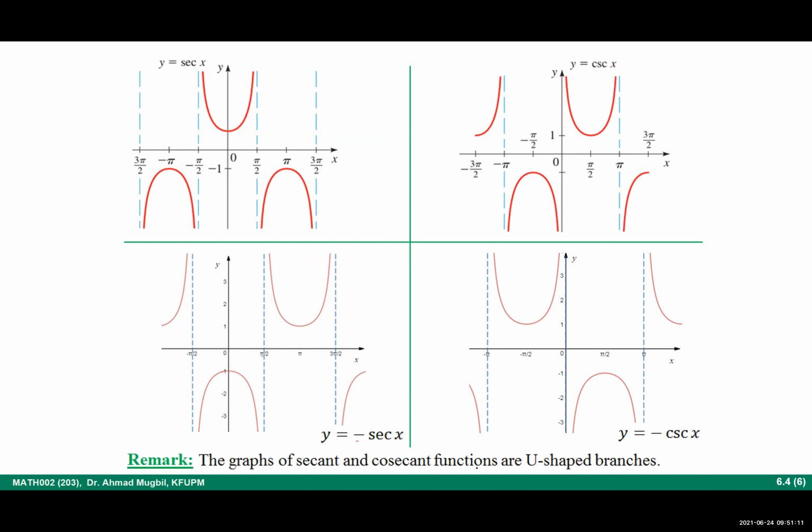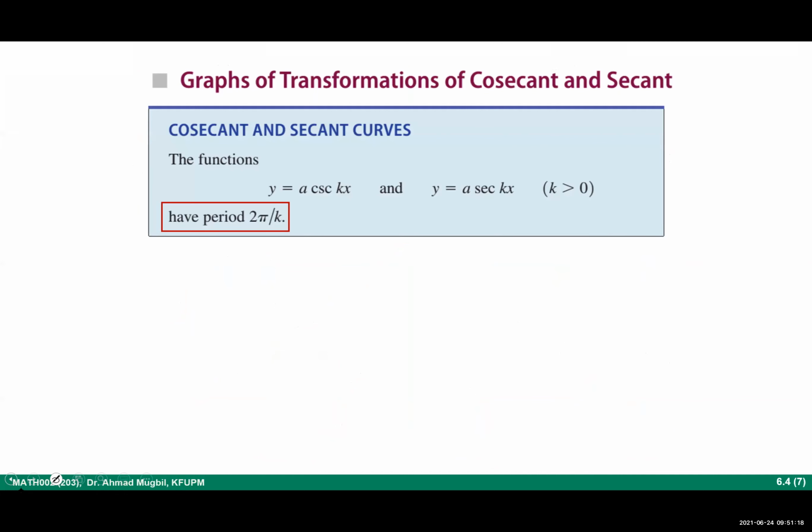Now, the graphs of secant and cosecant functions are U-shaped branches. Of course, this is clear from the graph. Now, as before, ya shabab, when we have sine x or cosine x, the period was 2 pi. This is the period. When we have, of course, sine kx, it is 2 pi over k. The same here for cosecant and secant, even if we have vertical stretching and shrinking.